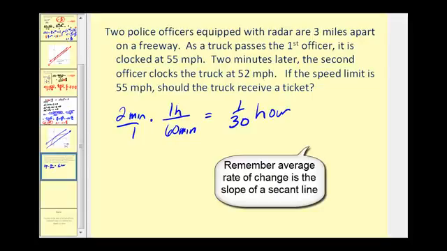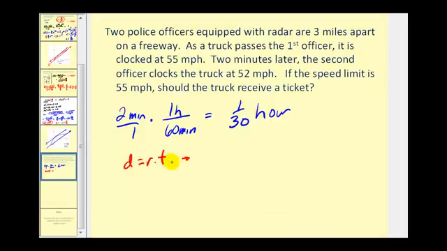Okay, so what we're going to do is find the average rate of change in this situation. Remember the equation distance equals rate times time. Well, if we solve this for r, or rate, we would have the rate is equal to the distance divided by the time. So if we can find the average rate for these 2 minutes, it'll help us determine if the truck should receive a ticket. Well, the change in the distance was 3 miles, and the change in time was 2 minutes, but that's equal to 1/30 of an hour.